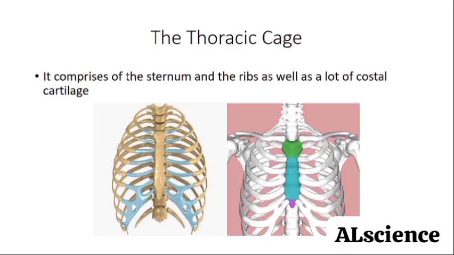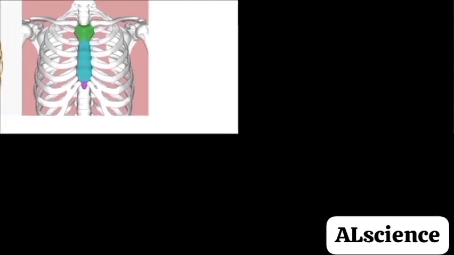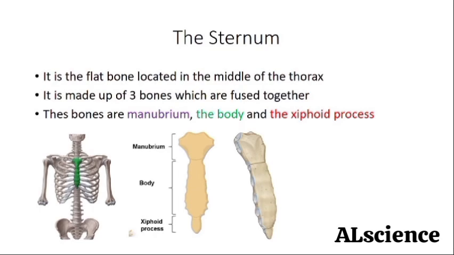So let us move on to the thoracic cage. The thoracic cage comprises the sternum and the ribs, as well as a lot of costal cartilage. The sternum is a flat bone located in the middle of the thorax. It is made up of 3 bones which are fused together. These bones are the manubrium, the body, and the xiphoid process.